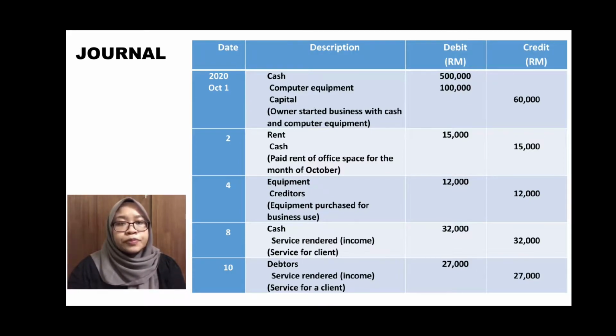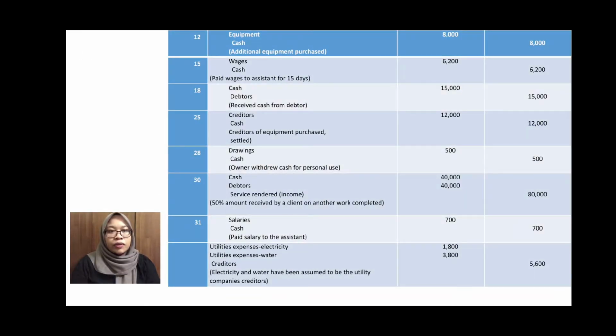On 8 October, they have cash, service rendered income, service for client. For 10 October, debtor, service rendered income, service for client. So I'm going to continue these tables. On 12 October, they have equipment, cash, additional equipment purchase. On 15 October, they have wage, cash. They pay the wage for the assistant for 50 days.